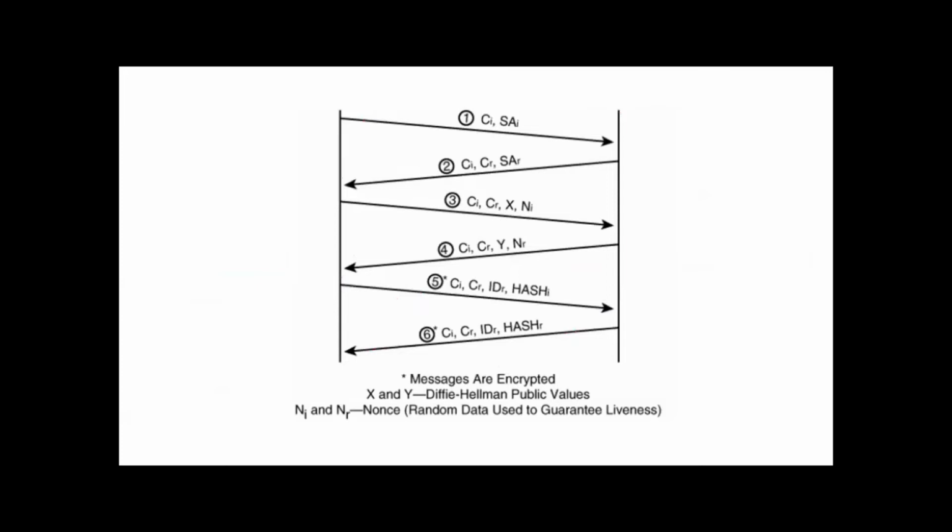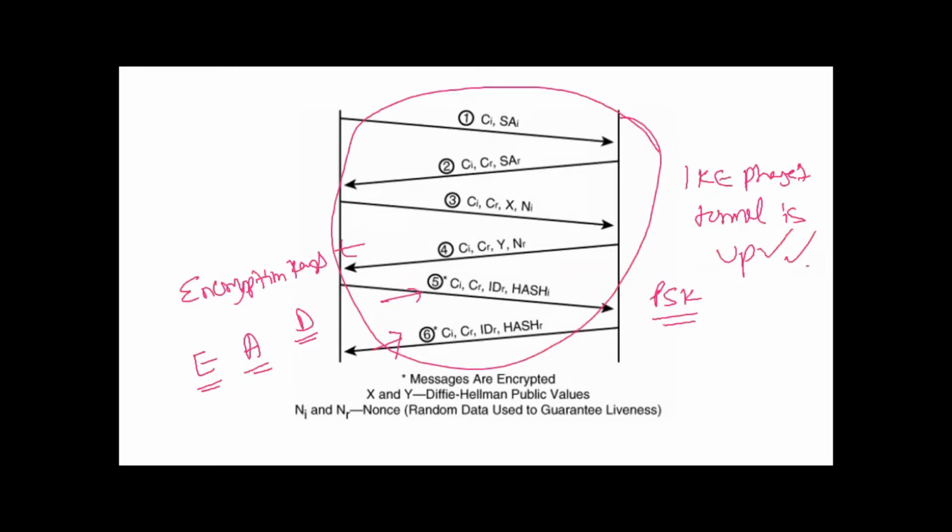Any question, guys? What's that EAD? E is encryption, A is authentication, and the third one D is derived future key. These are the keys we are generating for phase 2. E is the security key for your encryption, A is the security key for your authentication, and D is the derived future key for your phase 2.